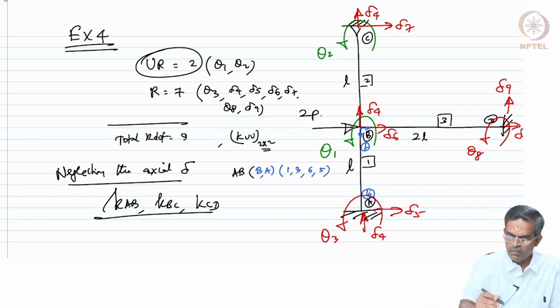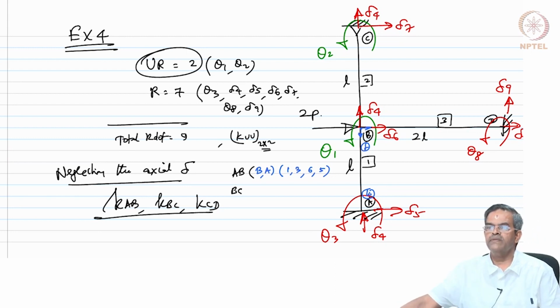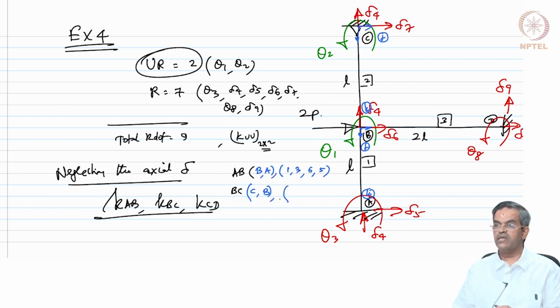Let us do it for the member BC. We will take the jth end here and the kth end here. So, the jth end is at C and the kth end is at B, and the labels are rotation at the jth end, rotation at the kth end, and displacement along positive Y at the jth end and at the kth end.